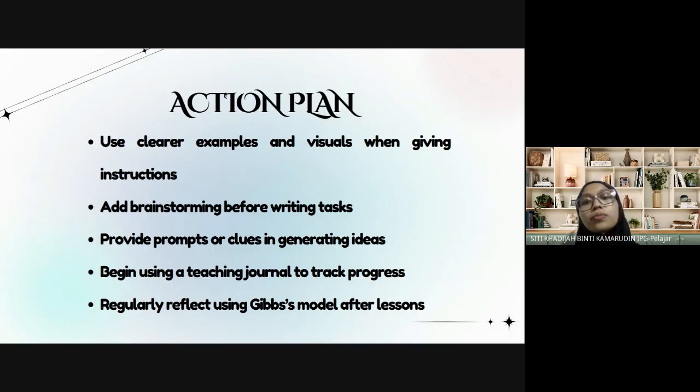And then giving them a head start so that they know what to do and what to write. If it's a speaking or listening activity, they know what to listen to and what to talk about. And then start using a teaching journal to track progress and reflect more deeply, the action plan that I'm about to explain later. And then continue applying Gibbs model after each lesson to guide my reflection, so that I have 4 stages that completely put me to reflect on my lessons in detail, so that I know what needs to be improved, what went well, so that I don't feel demotivated.